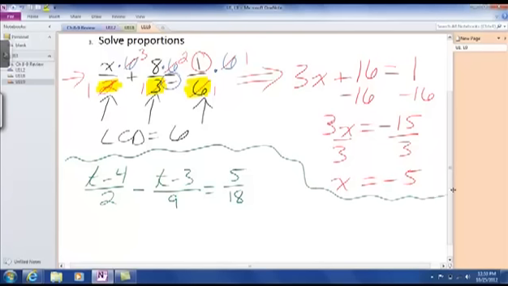Alright, well, look for the common denominator again. I've got a 2, a 9, and an 18. The common denominator is 18. So let me come in here with a different color. Let me multiply by 18 everywhere. If I multiply by 18.